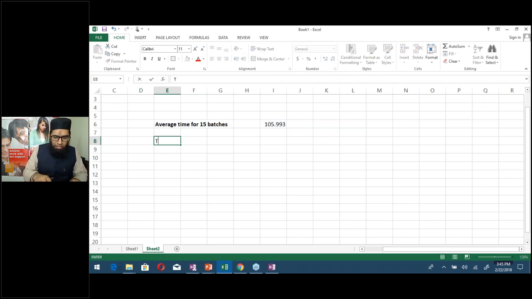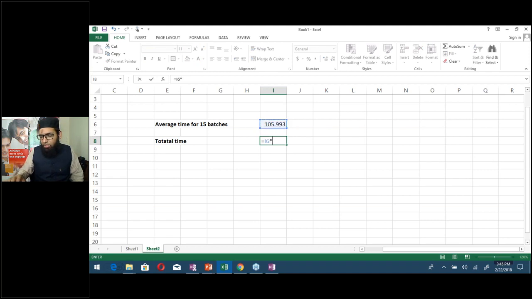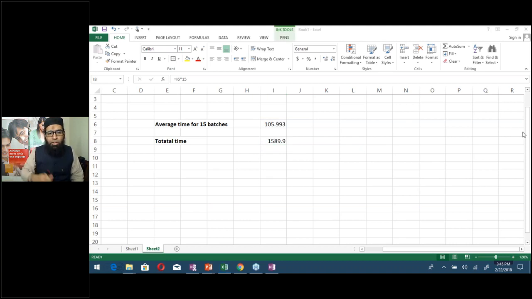Now let's calculate the total time. For total time, we will multiply the average time with the number of units, which was 15. So the total time will be 1589.9. Have you understood that?